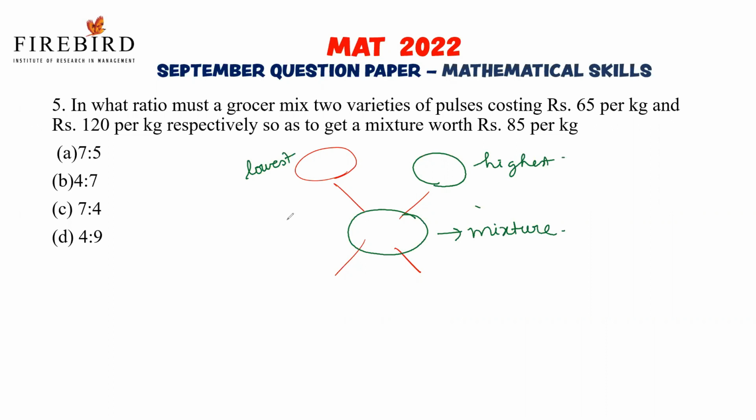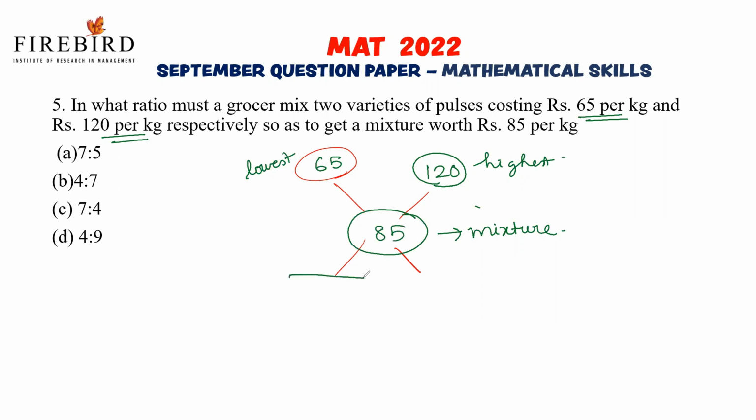Okay, now see here. In what ratio must a grocer mix 2 varieties of pulses costing 65 per kg and 120 per kg? Okay, there are 2 values. So the grocer is going to mix 2 varieties. Variety 1 costs 65 rupees and variety 2 costs 120 rupees. The lowest of it is 65, so I'll enter here. And the highest of it is 120. And he mixes and the cost of the mixture is 85 rupees. You should write the mixture cost in the middle.